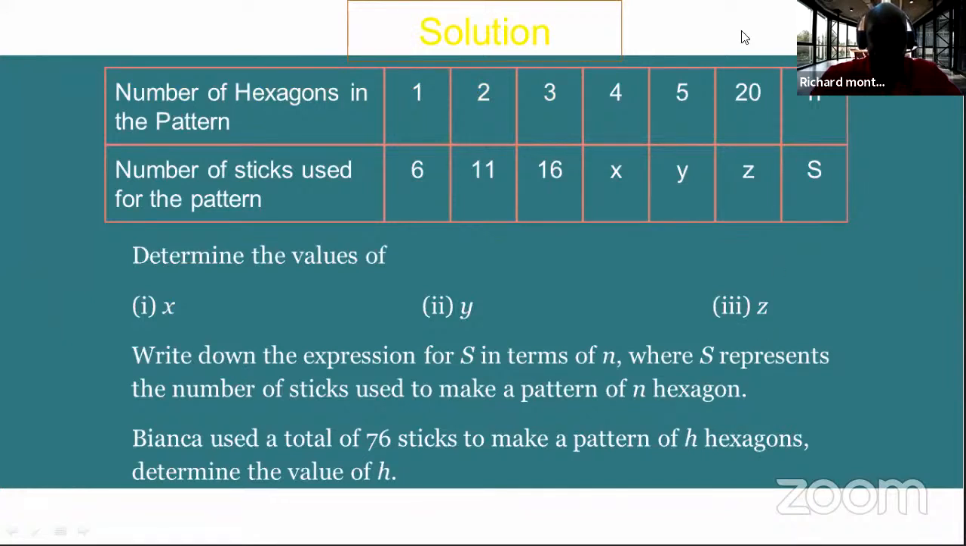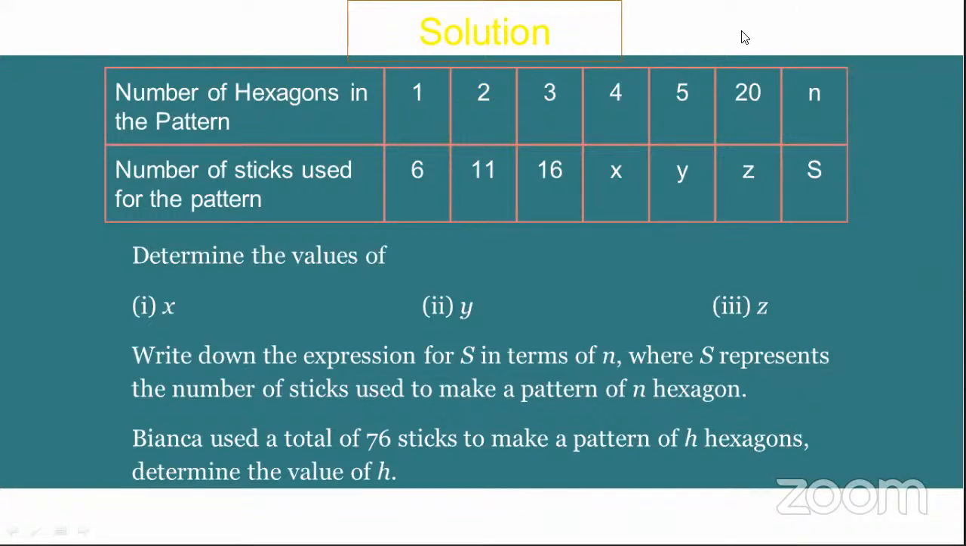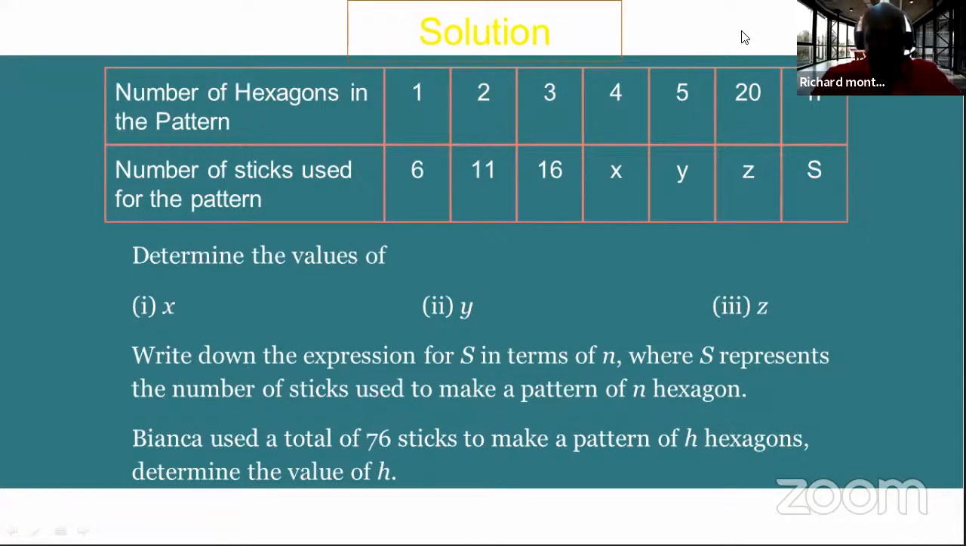Do we have anyone out of the blocks yet, Mr. Hilton? No, not yet. I'm seeing 5n plus 1, s equal 5n plus 1. Great going for that person who put it in. So you have written down that expression for s in terms of n. All right. Now it says Bianca used a total of 76 sticks to make a pattern of h hexagon. Determine the value of h. Are we ready? I know my detectives are ready. Are they flooding the chat with the answer just yet?